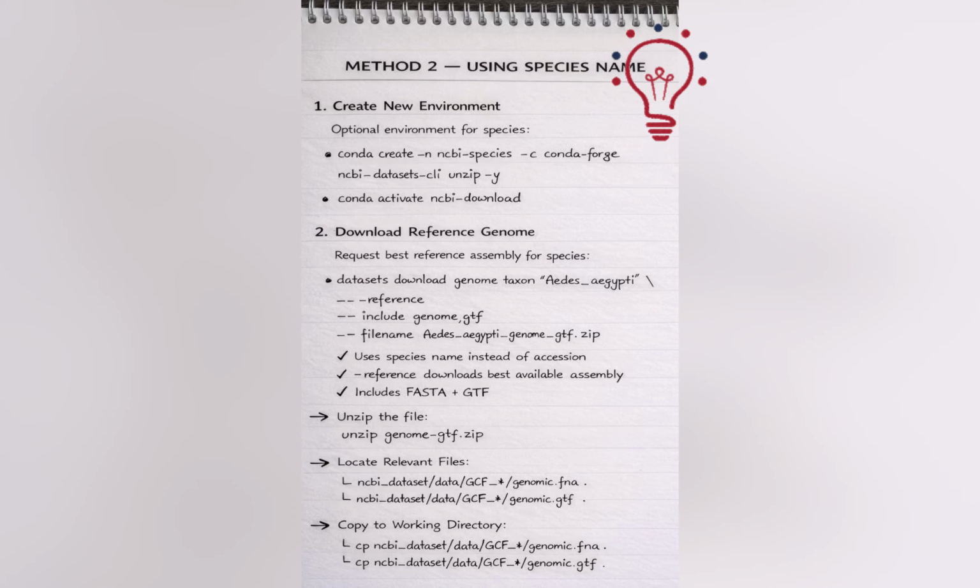Next, we use the species name method. Instead of an accession number, we specify the organism name, for example Aedes aegypti. We again create and activate our Conda environment, then download the reference genome using the taxon command. This method is simpler and useful for beginners, while the accession method is best for reproducible research. Next we will see all the commands using the terminal in practical.